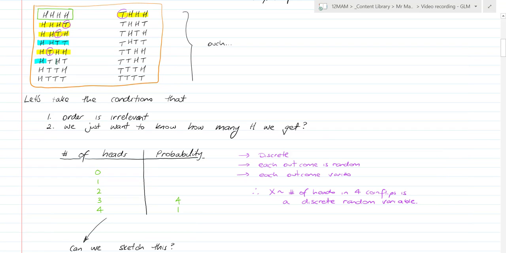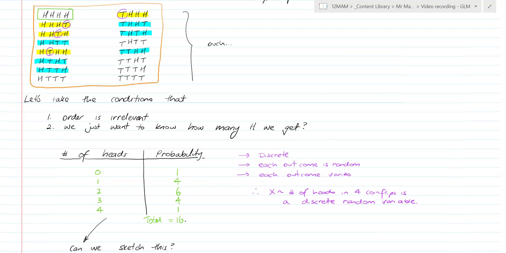There's 2 heads, there's 2 heads, there's 2 heads, there's 2, there's 2, and there's 2. There are 6 ways of getting 2 heads. How many ways of getting 1 head? There's 4 there, and then there's 1 way of getting 0 heads. And you'll notice here that the total is 16, which is what you would expect, because we could see there were 16 in the sample space in each case.